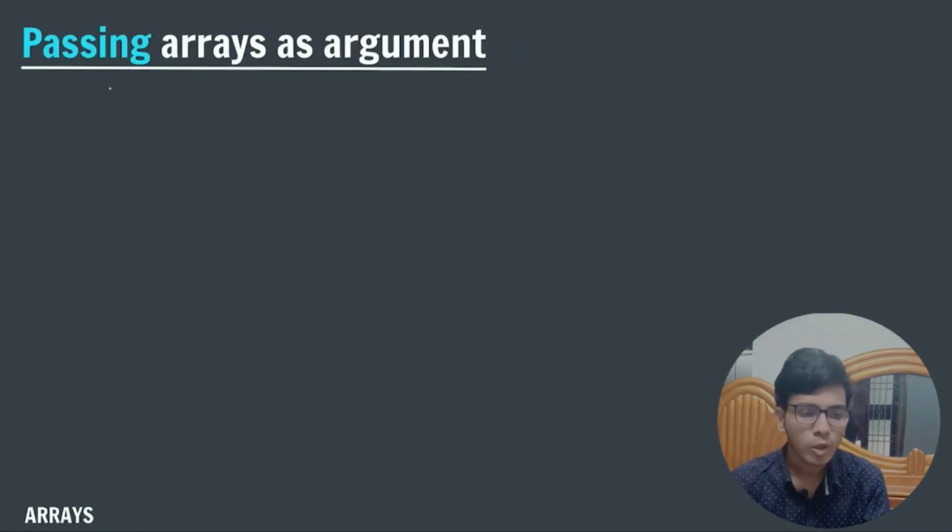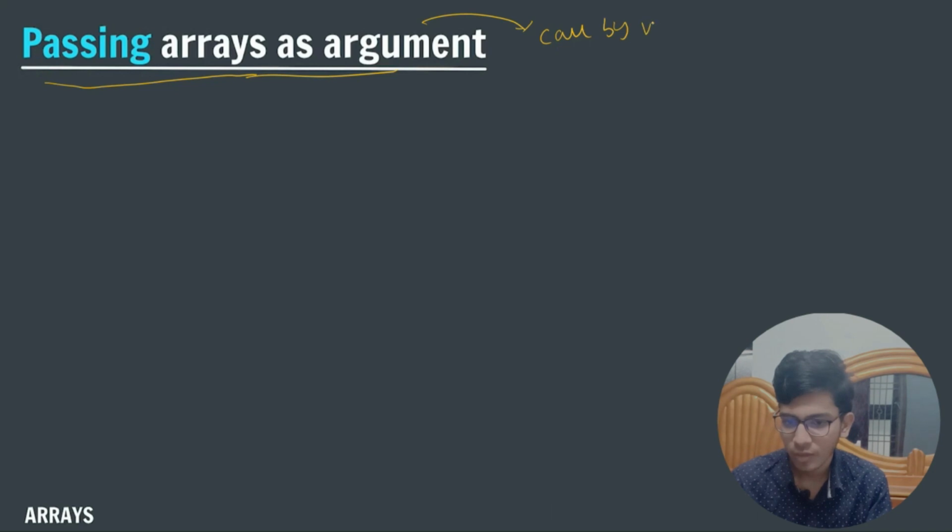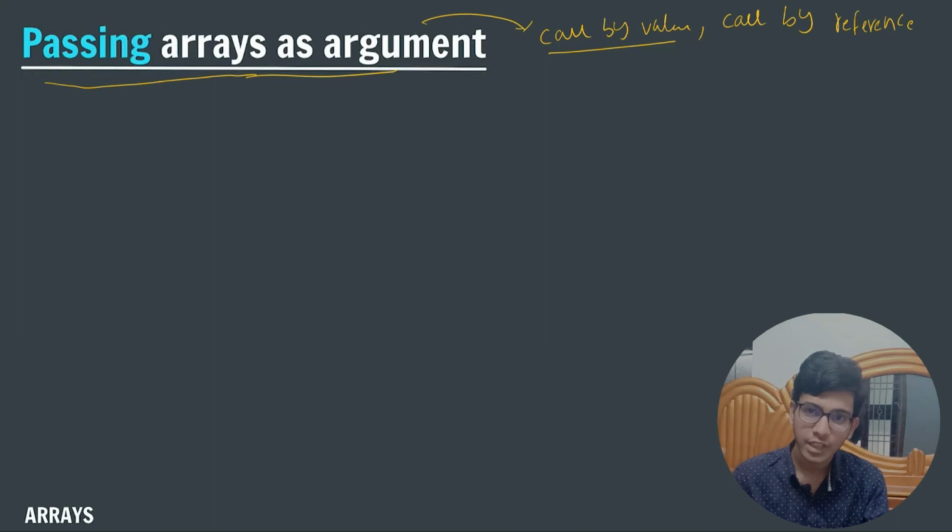Now let us talk about what will happen when we pass an array as a parameter, as an argument to a function. We studied about call by value and call by reference. We have studied in the functions chapter what is call by value and call by reference. So call by value is Java will create a copy of that particular variable and pass it to my function.